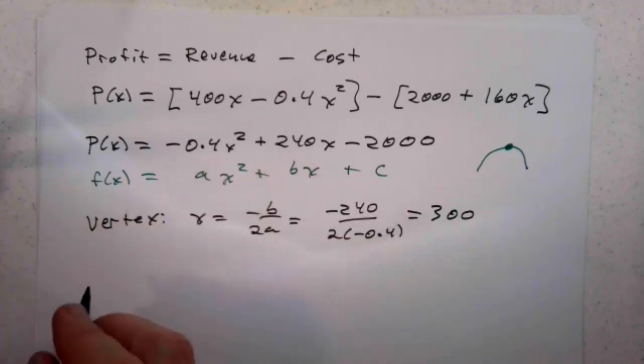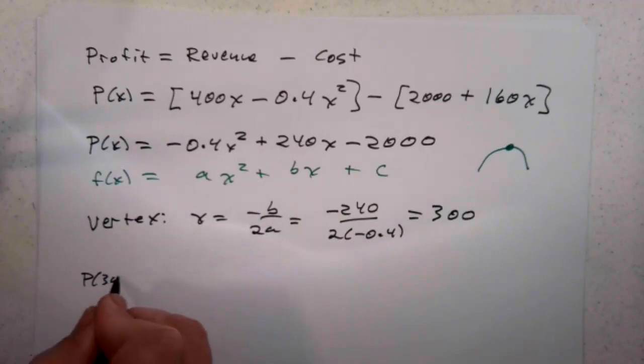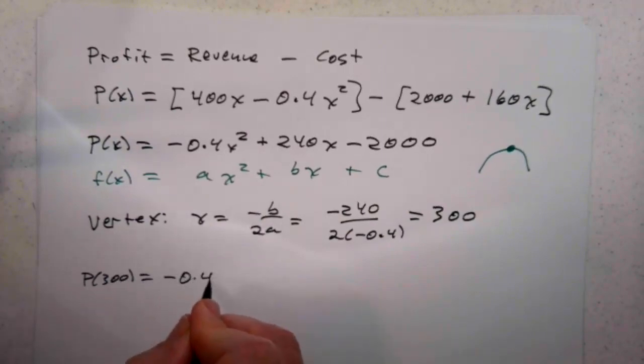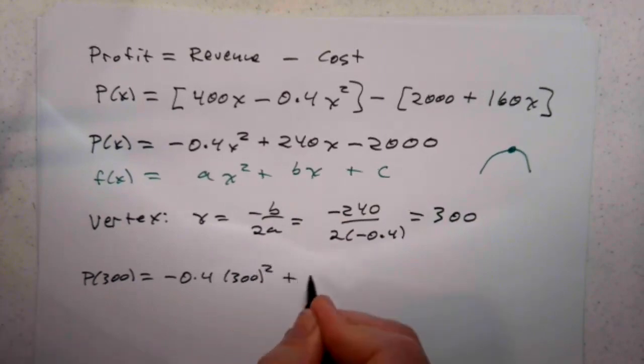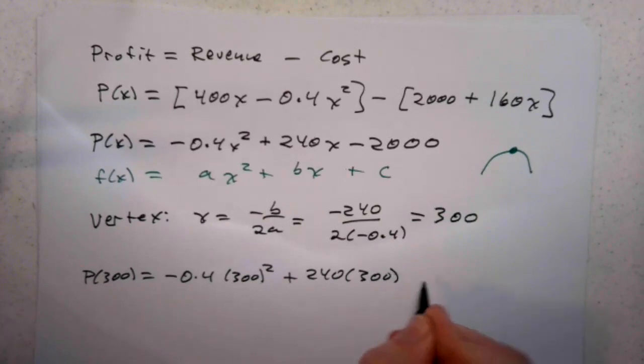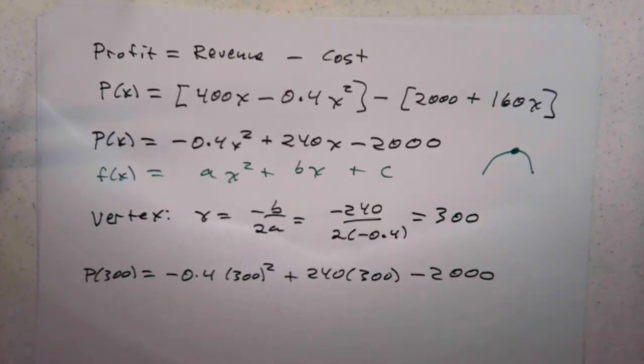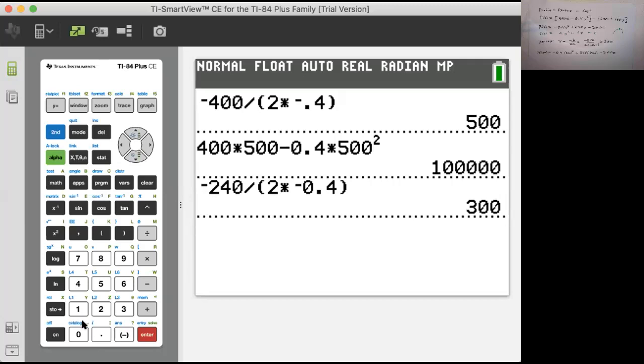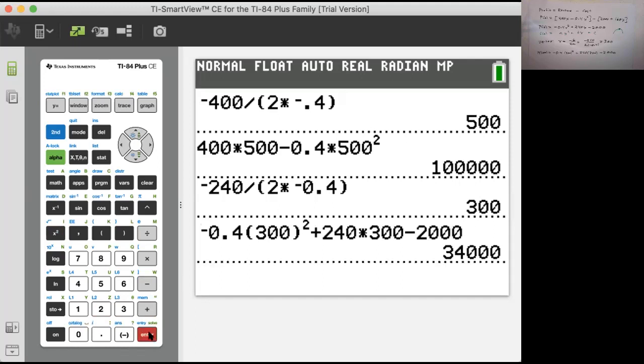Now what is P of 300? We have P of x up here. P of 300 would be negative 0.4 times 300 squared plus 240 times 300 minus 2,000. Let's do that on the graphing calculator. So we get negative 0.4 times 300 squared plus 240 times 300 minus 2,000. And what do we get? 34,000.